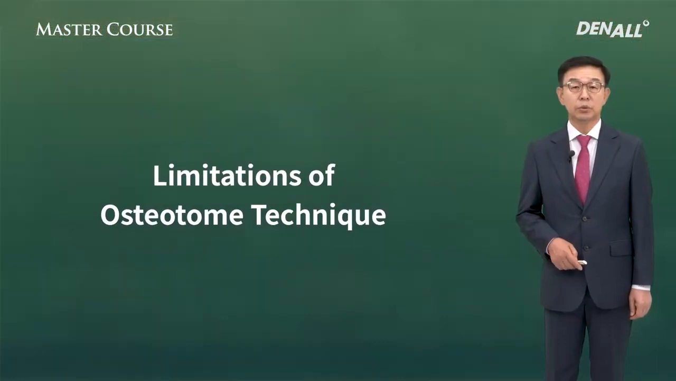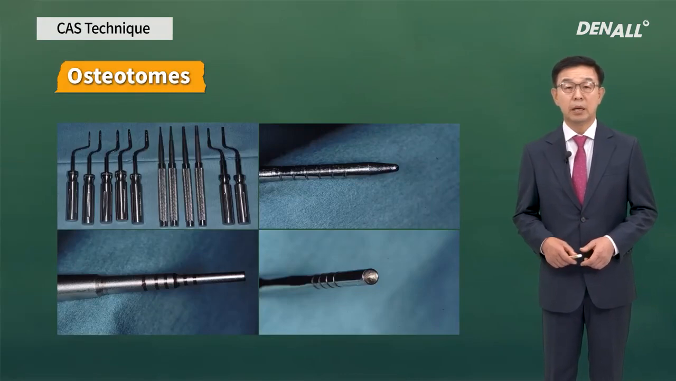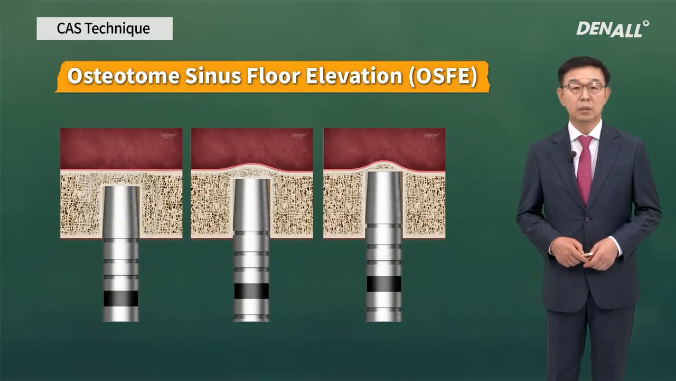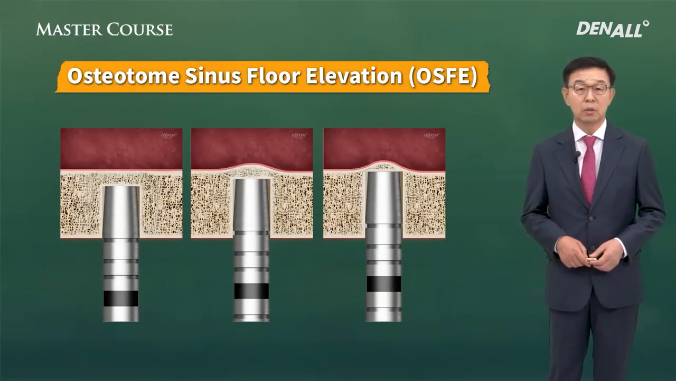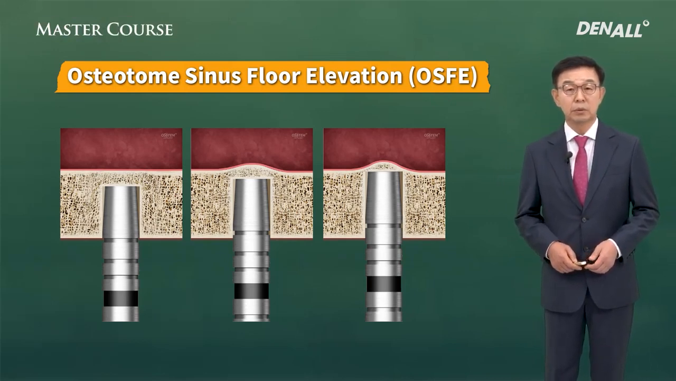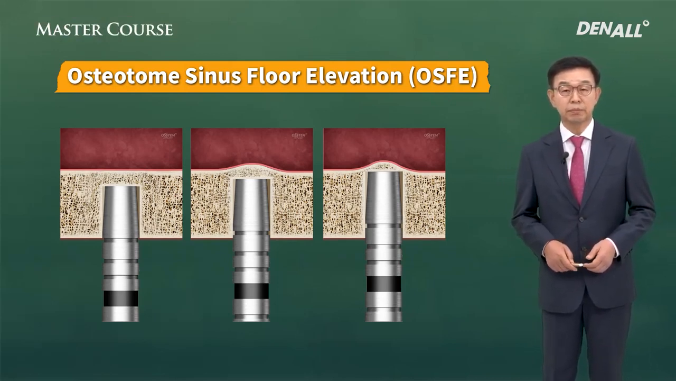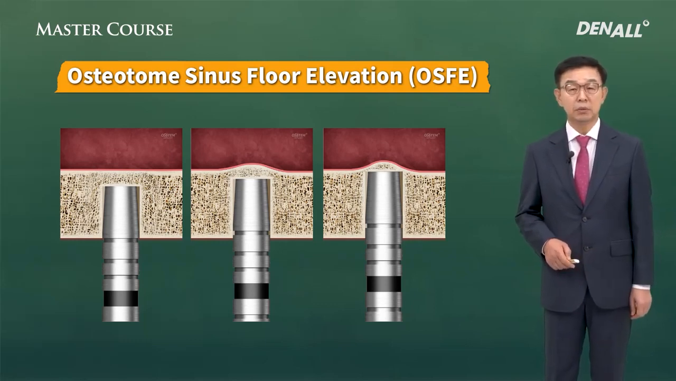Let's look at the traditional osteotome technique. In the past, various osteotome tools were used. In the sinus floor, 1 to 2 millimeter underdrilling was done, and a mallet was used. The osteotome was used for malleting, the sinus floor was fractured, and the implant was placed. This was done commonly.